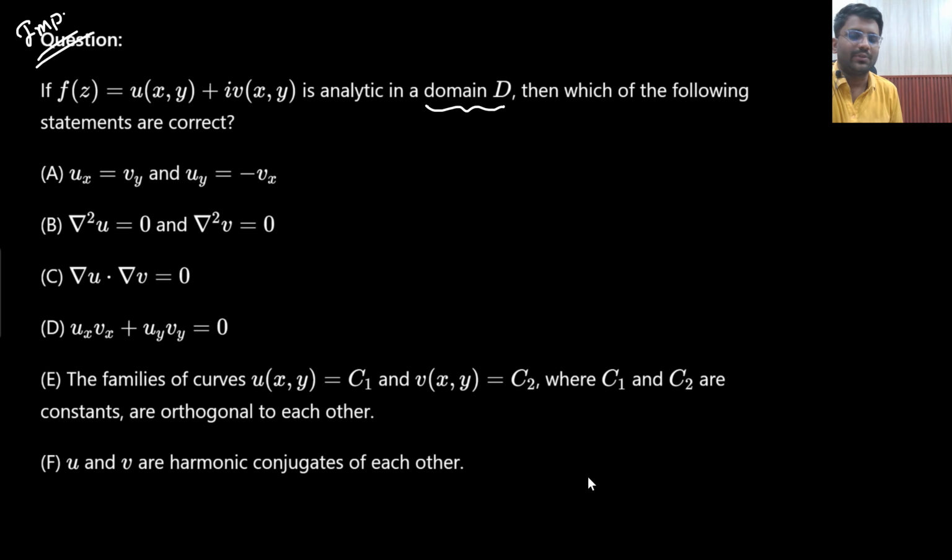Then which of the following statements is true? You already know what the properties of an analytic function are. So first of all, you will assume an example, f of z equals z square. Is it analytic? Yes, it is an entire function actually. It is analytic everywhere. So you assume this example and solve all the options with respect to this example.